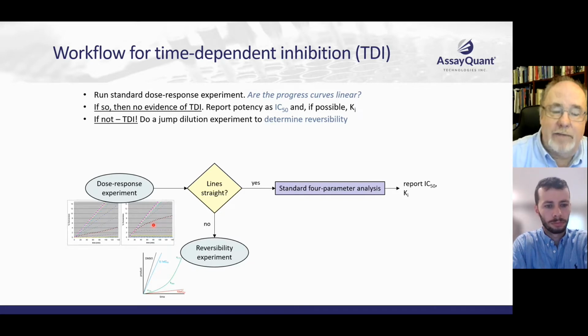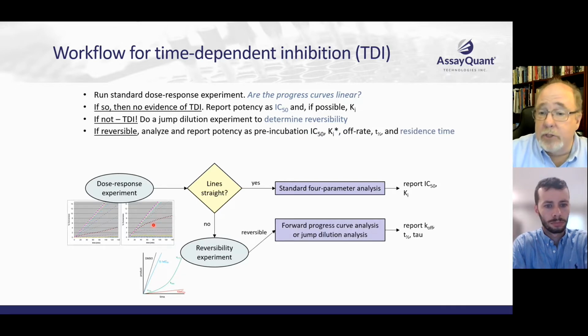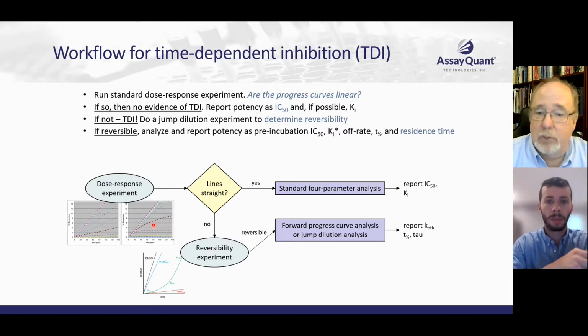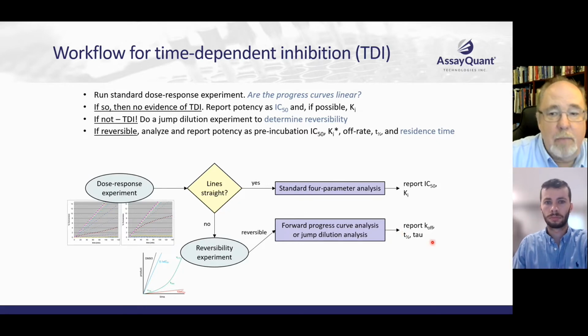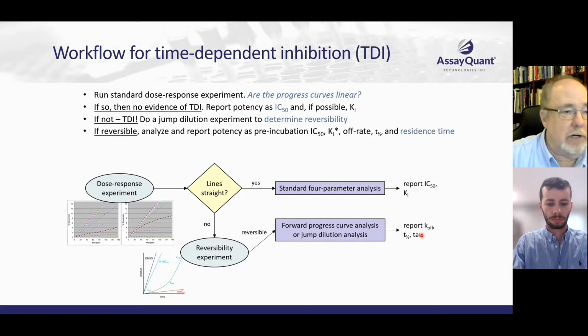And then we use that IC50 in a jump dilution experiment, which I'll describe in a second, which will tell us if it's fully reversible, if it's reversible but with a slow off rate, or if it's fully irreversible. If it's reversible, then we can do either forward progress curve analysis, or more likely what we do nowadays is a global fit to a jump dilution analysis at a number of inhibitor concentrations. And from there, we can report the off rate, the half-life of the complex, and also the residence time, which in the literature is often symbolized by tau.